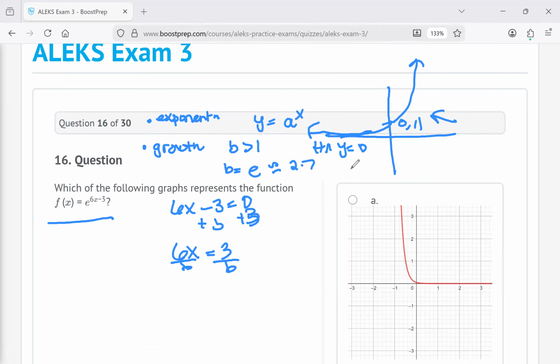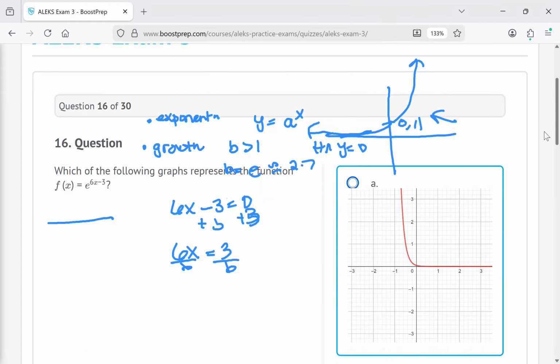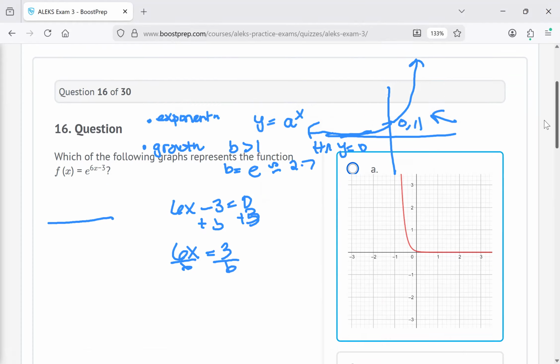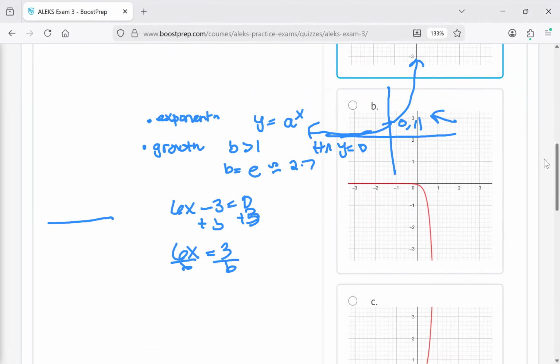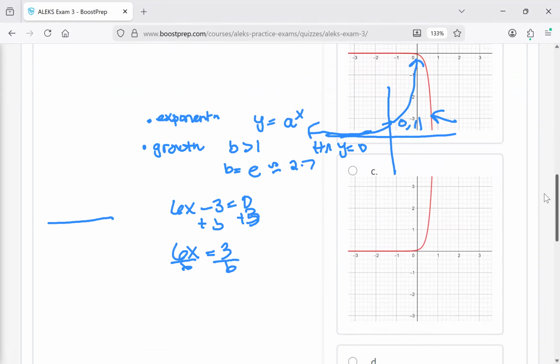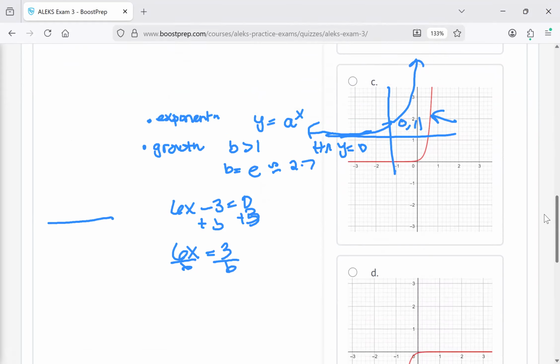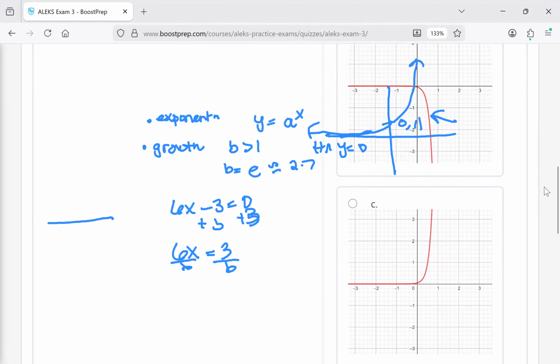And so we know it's not going to be A, it's not going to be B, it could be C, cannot be D. So it looks like my only choice is C.